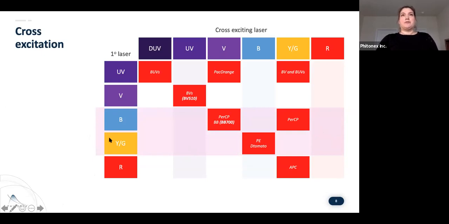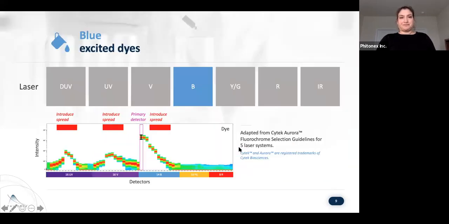There aren't really any dyes that are solely able to be used just in one channel or the other. So there are blue dyes that are excited off the blue laser, but most of the PE and PE tandems that we often use are basically excited also by the blue laser. And so this leads to a problem with cross excitation.